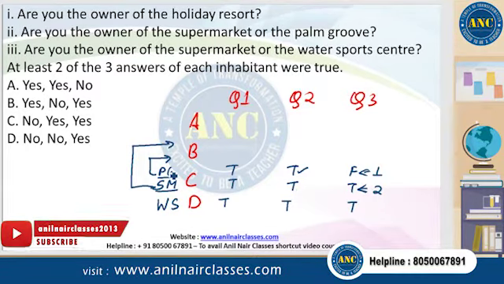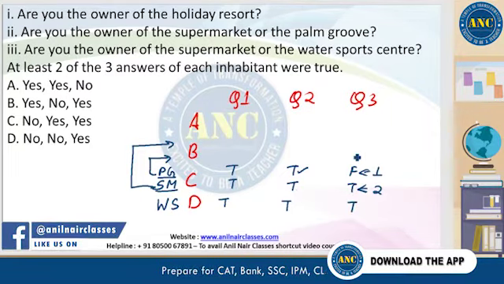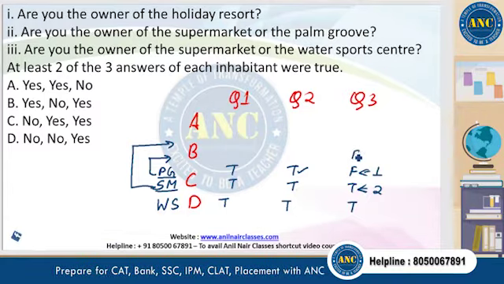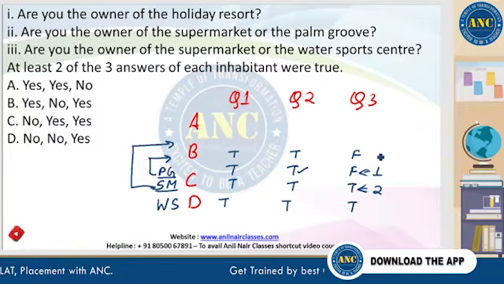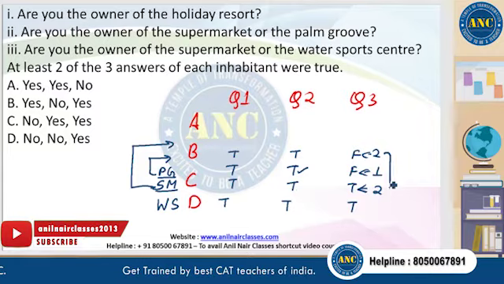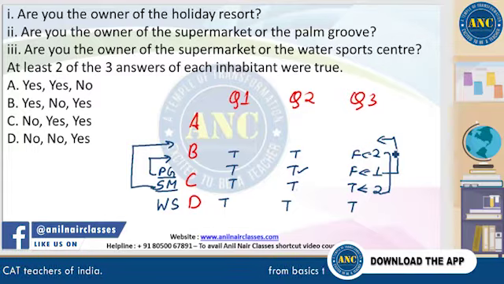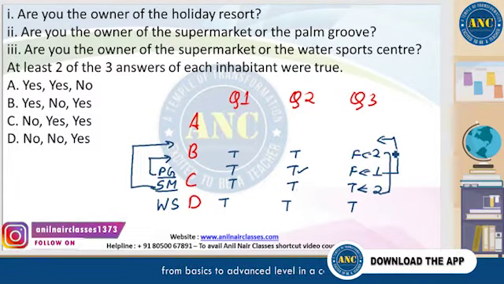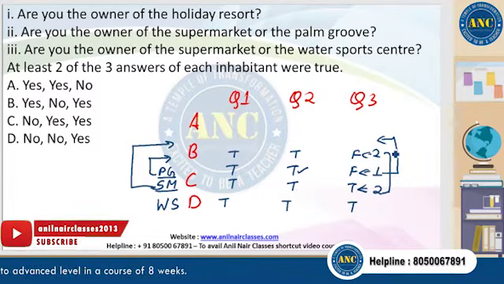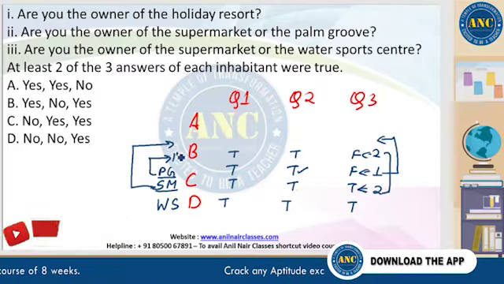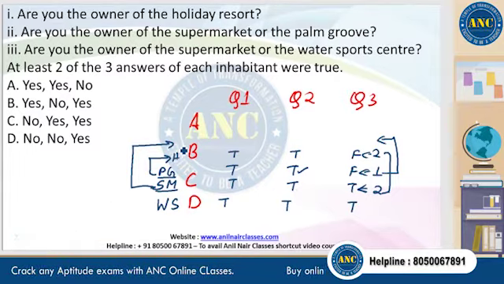That means the last statement of B, either owner of the supermarket or the water sports center, would automatically become false. That means the first two statements must be true. There are no questions asked here. That's equivalent to your case 2. Now we are mapping this way. This is case 2 and that's case 2, and this will be your case 1. Which means if I come to the first statement, are you the owner of the holiday resort? For the first question, this chap says yes, and that is true.